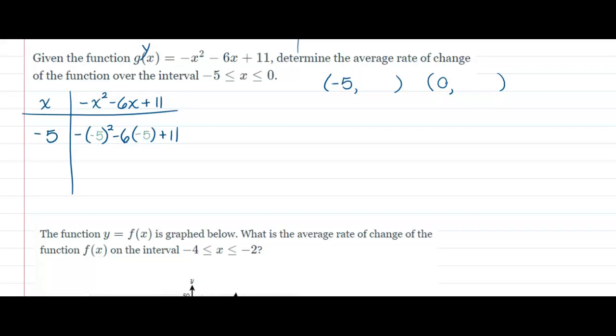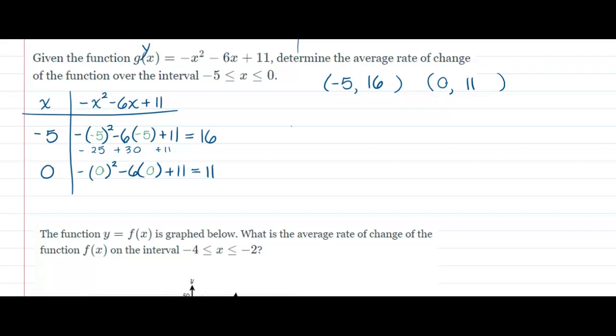If you type this into your calculator, the calculator will tell you that equals 16. -5 squared, that's like -25. -6 and 5 makes 30. And 11. That's how we get to the 16. You could also do -5 stored as x and then type this expression in your graphing calculator. It'll give you 16. Let's do the same for 0. -0 squared minus 6 times 0 plus 11. Putting those zeros in, we end up with 11.